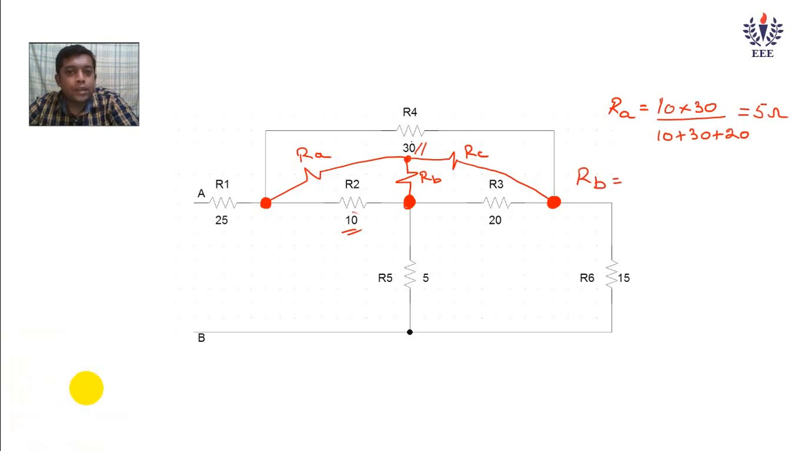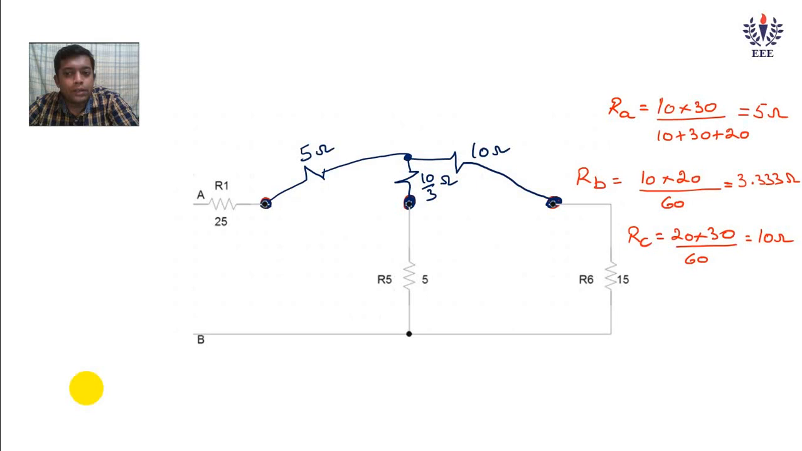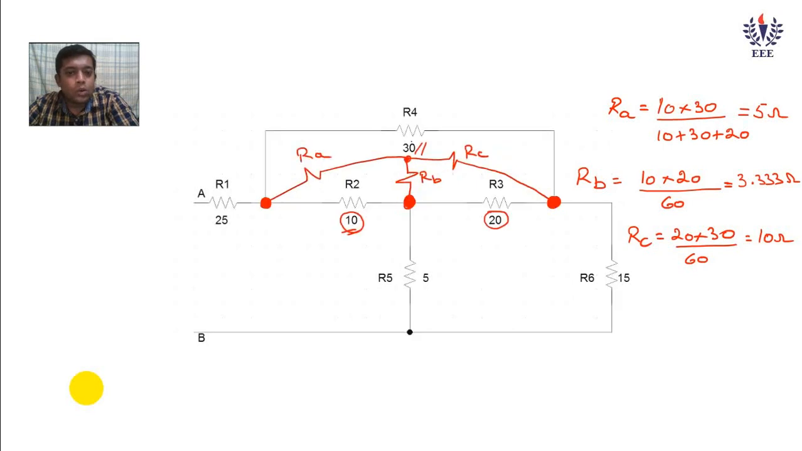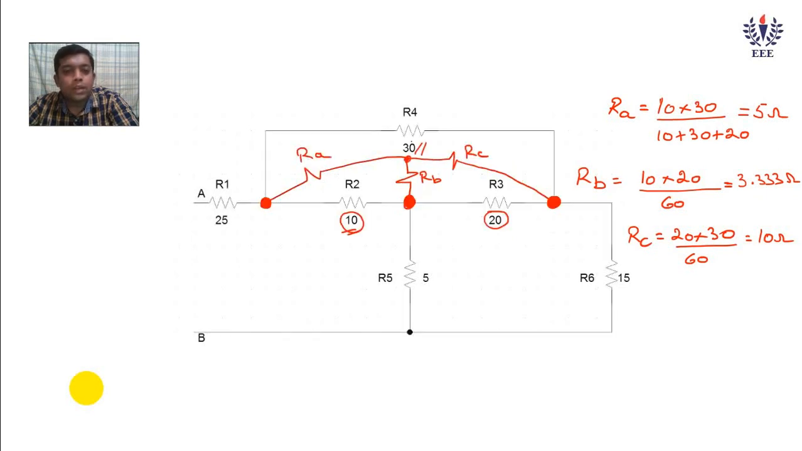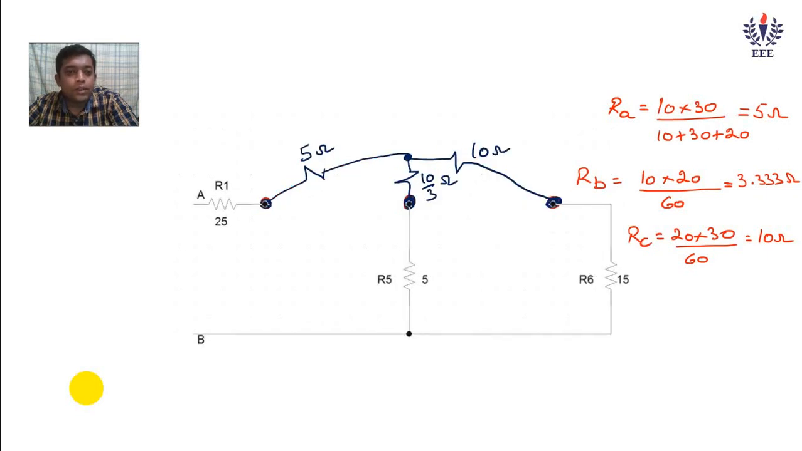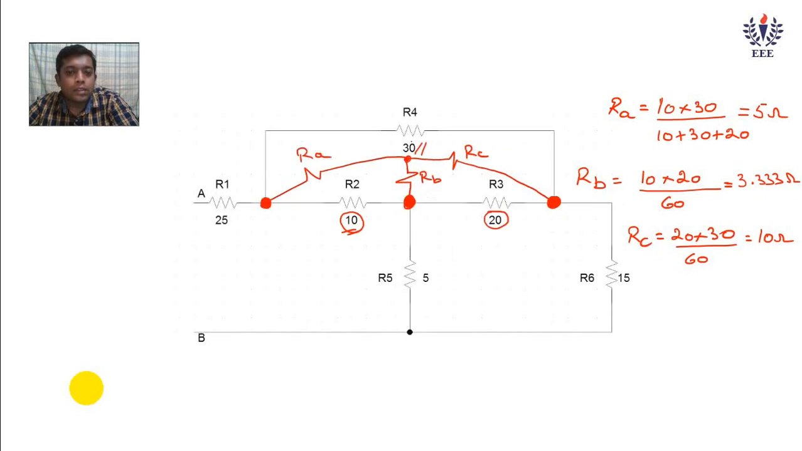Similarly for RB, when we solve, it is 10 into 20 whole divided by 60, we get 3.33, and similarly RC, we get as 10. Now how do we do the next step? We eliminate the delta and retain the star components. You can observe here, 5 and 25 are in series, RB, that is 10 by 3, and 5 are in series, RC, 10 and 15 are in series.